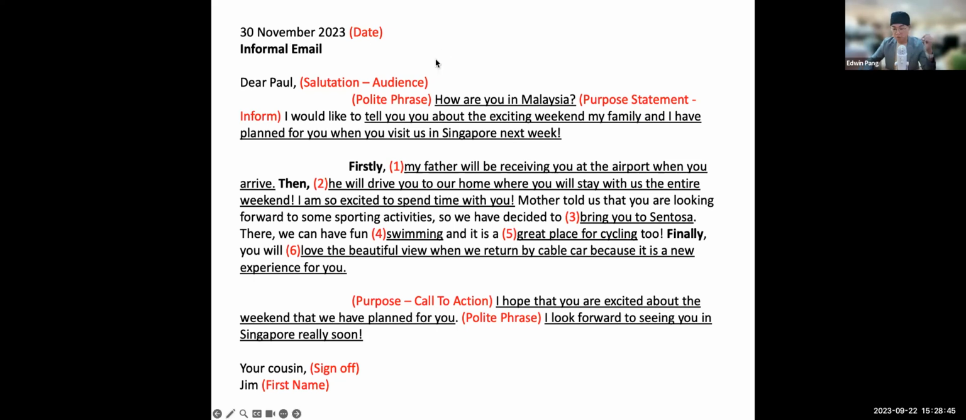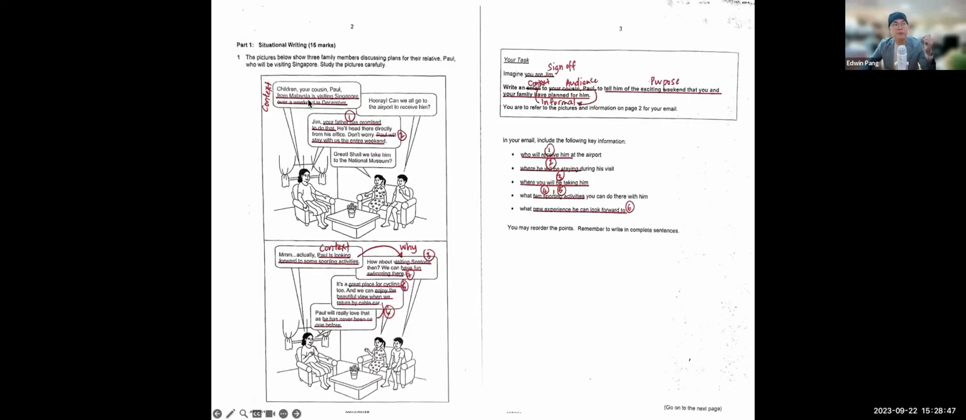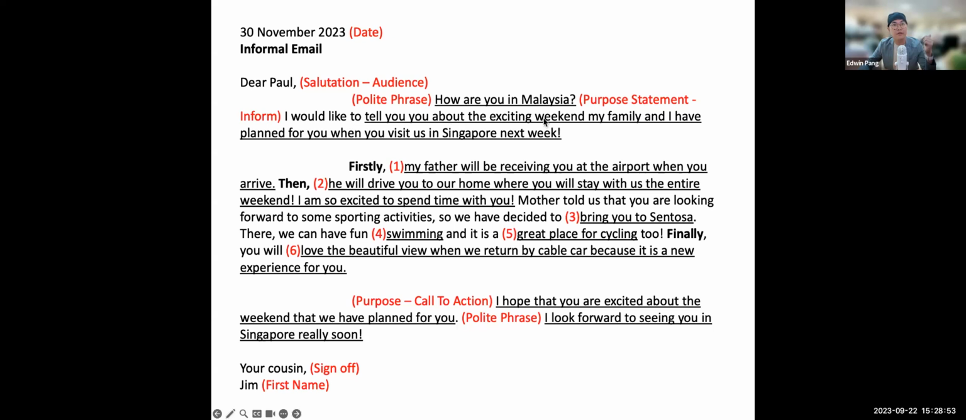So remember in the contextual information, we read that Paul is visiting us in December, a weekend in December. So when I email, I write down here, "I have planned for you when you visit us in Singapore next week." And why is it next week? Again, the date gives me the ability to say next week. If I don't put the date, I cannot say next week, correct? The date, 30th November, next week is when? December. Because 30th November is the last day of November, right? So next week will be December. Can you all see everybody?